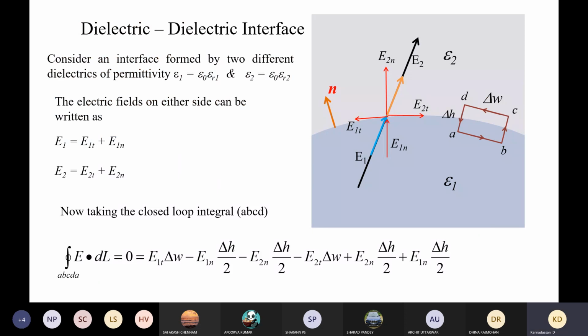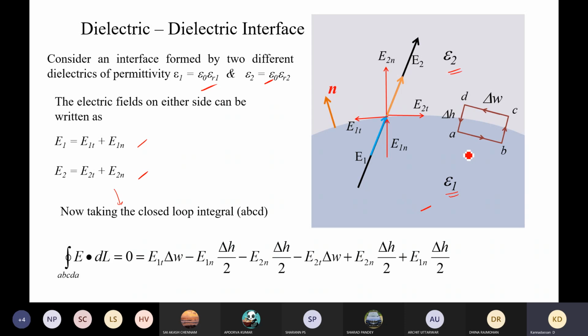So let us take the first condition, that is the dielectric interface. There are two dielectric materials, and one has the dielectric constant epsilon 1, and the other has the dielectric constant epsilon 2. And here it is defined. Now, the electric field is traveling from medium 1 to 2, and their corresponding tangential and normal components are written. We are going to apply these components for a closed loop. So the closed loop is defined here.